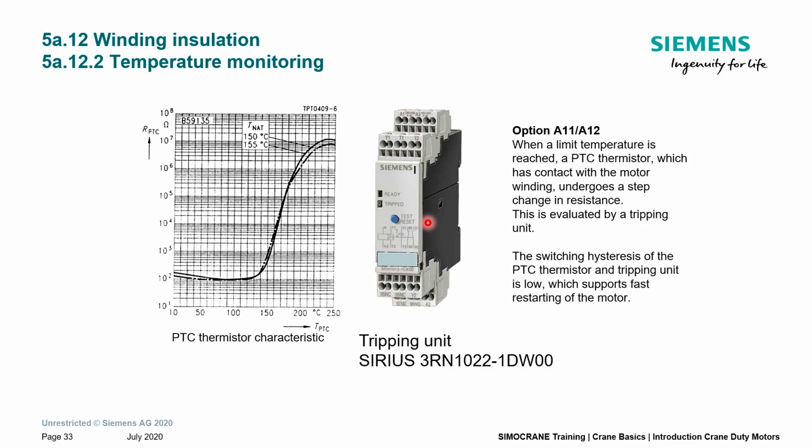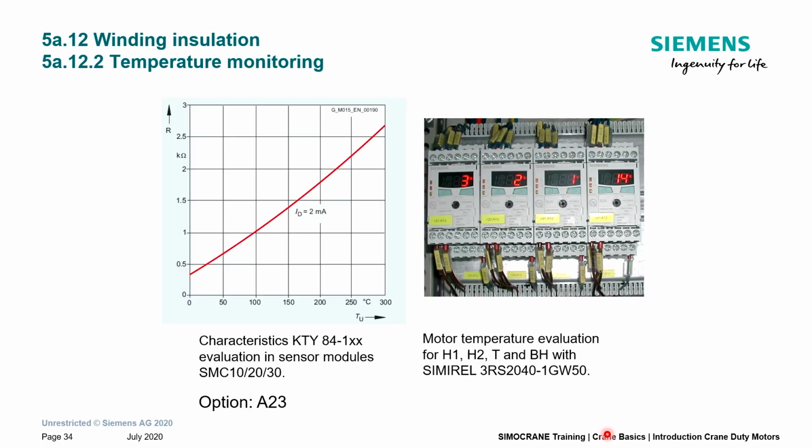Another measure is PTC thermistors. That means there is a certain characteristic in the sensor, and when the temperature gets too high, the resistance changes in a way that the tripping device will open and give a signal, for example, for warning or for shutdown. For very expensive motors, there is also a possibility to monitor it via an analog signal, not only tripping and warning. So we can continuously monitor the temperature and display it or store it in the crane management system.